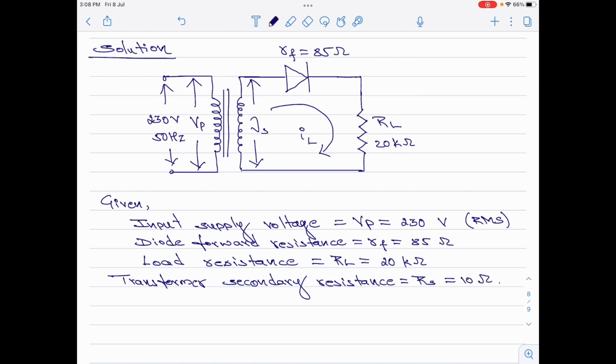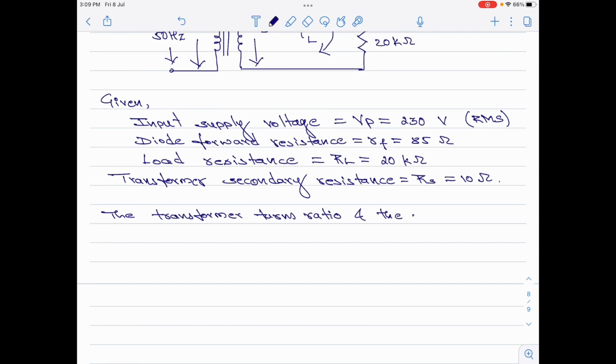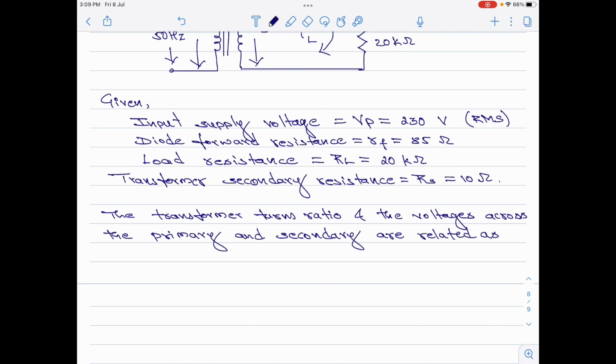Right. Now we are supposed to find the secondary transformer voltage, and for finding that I'll be using the relation between the turns ratio and the voltages across the primary and secondary of the transformer. They are related by the equation N1 divided by N2 equal to Vp, which is the voltage across the primary, divided by Vs, which is the voltage across the secondary.